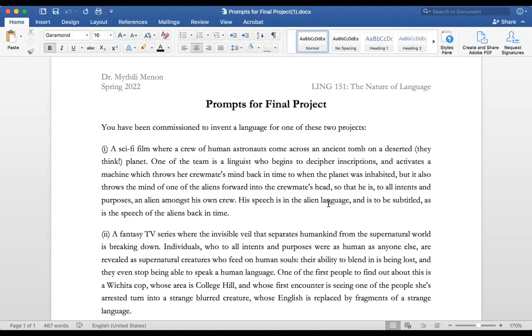And they think it's deserted, the science fiction crew. One of the team is a linguist, so that's you, who begins to decipher inscriptions and activates a machine which throws her crewmate's mind back in time to when the planet was inhabited. But it also throws the mind of one of the aliens forward into the crewmate's head, so that he is, to all intents and purposes, an alien amongst his own crew. His speech is in the alien language and is to be subtitled, as is the speech of the aliens back in time. So if you are choosing the science fiction prompt, you are creating an alien language.